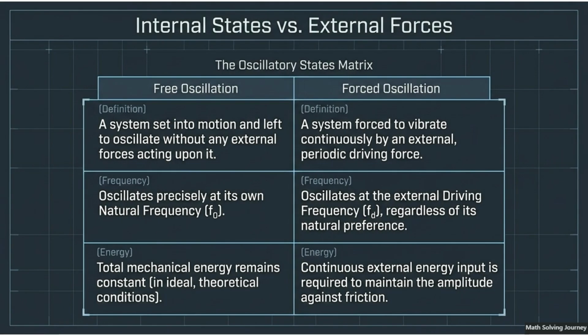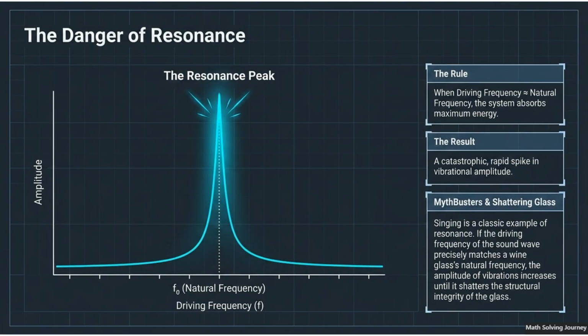Free oscillation occurs at the system's natural frequency with constant mechanical energy. Forced oscillation is driven by an external periodic force, vibrating at the driving frequency and requiring continuous energy input to maintain amplitude. Resonance is dangerous.